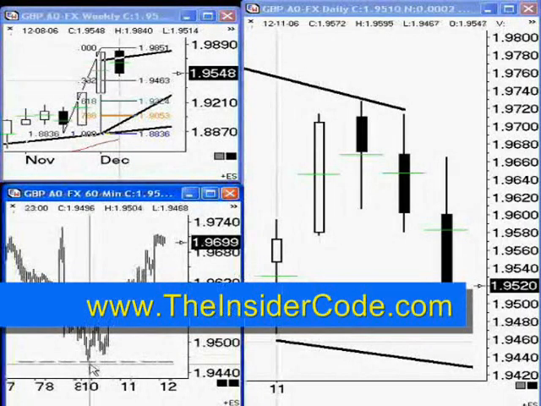Is right here. So now what happens? Okay, price comes down here. That's Sunday. Price comes down on Sunday. Starts to push up.